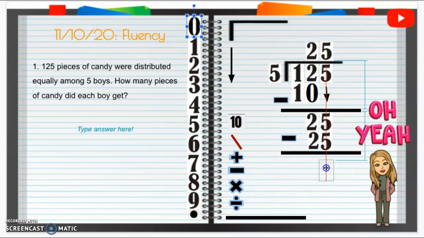So do we have anything else to bring down? Nope. Do we have any remainders? Nope. So our answer here, or our quotient, is going to be 25. The answer to our division problem, the quotient, is 25.